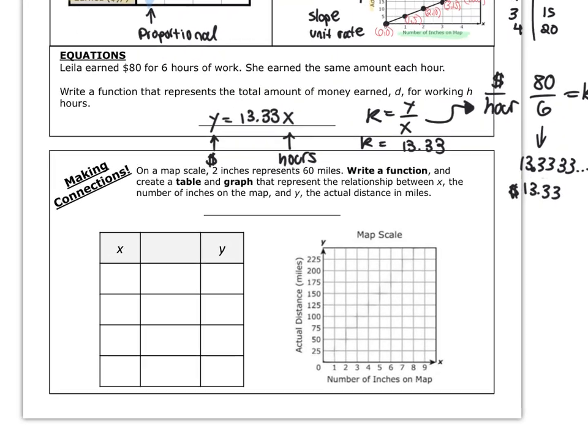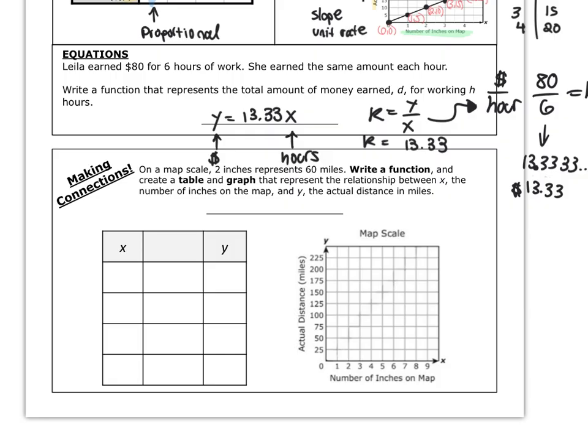Okay, let's make some connections over here. On this one, we're going to have a table and a graph. On a map, 2 inches represent 60 miles. Write a function and create a table and a graph that represent the relationship between x, the number of inches on the map, and y, the distance in miles.